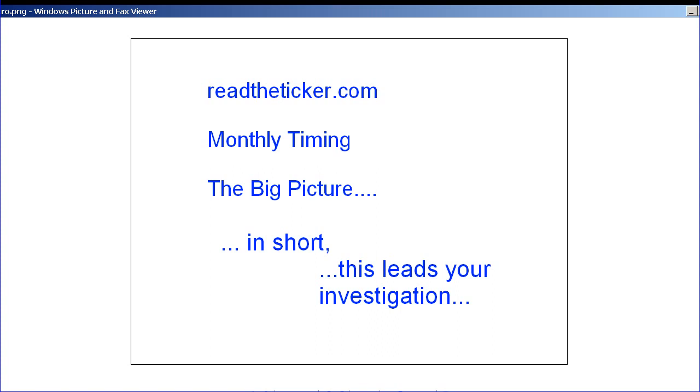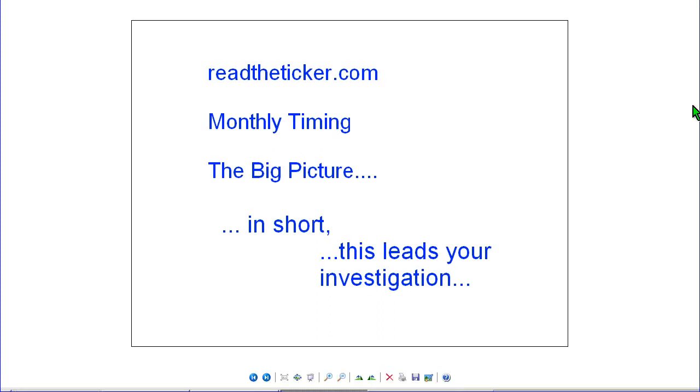In short, this leads your investigation. No matter whether you're a 1 minute trader, 60-minute trader, 180-minute trader, daily trader, weekly trader, in the end, you want the monthly bar to show a move that will represent your gains and profits. Let's take a look at an example.